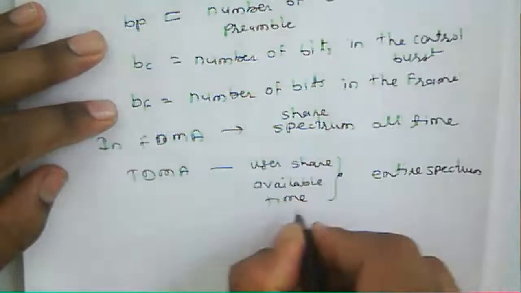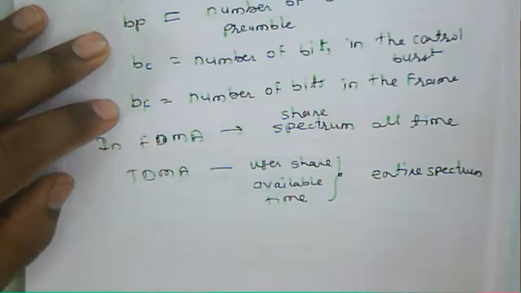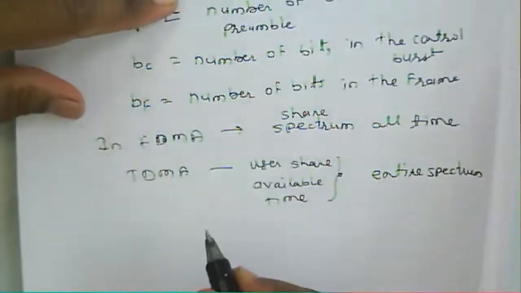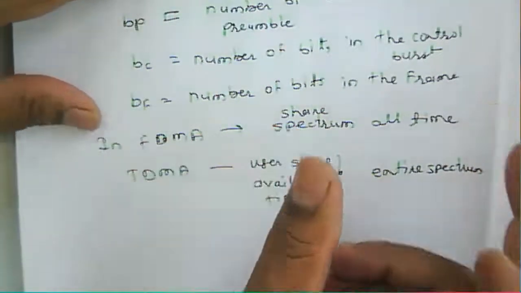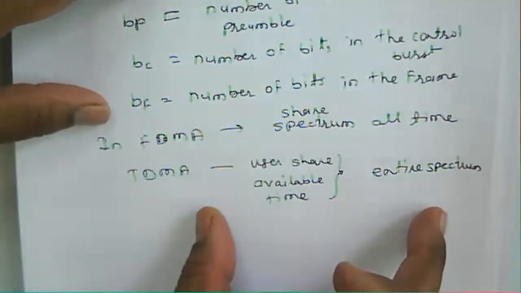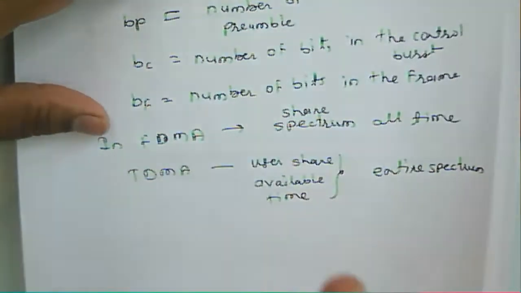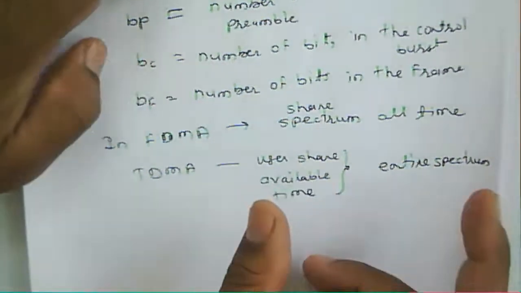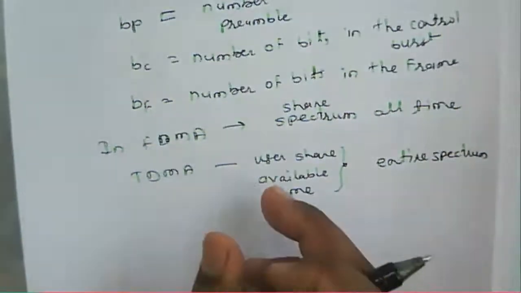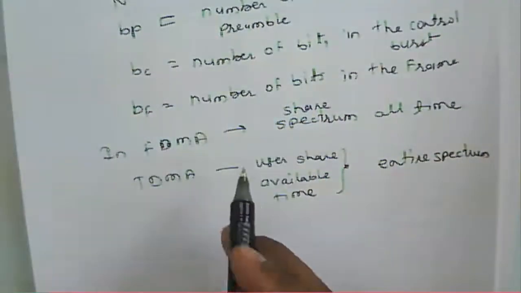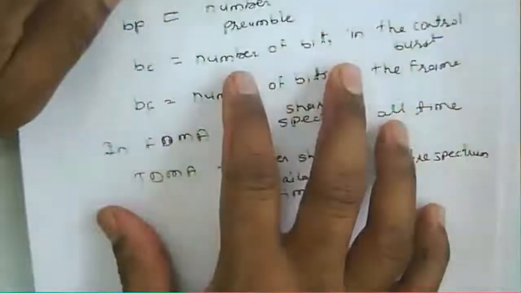So that is the difference between TDMA and FDMA. The frequency spectrum is available to the users all the time in FDMA, but in TDMA, within the entire spectrum, only a small, specific time is available to the user. And that is where we conclude TDMA and FDMA.